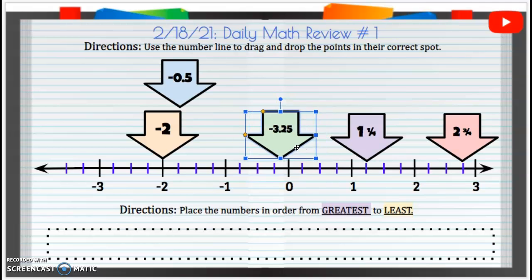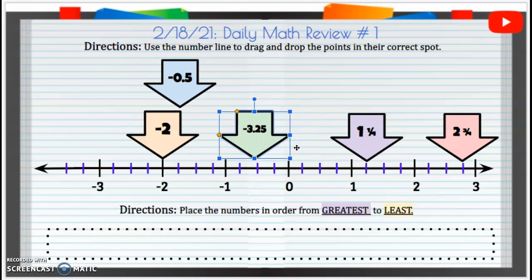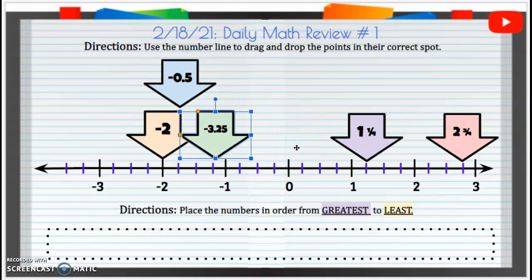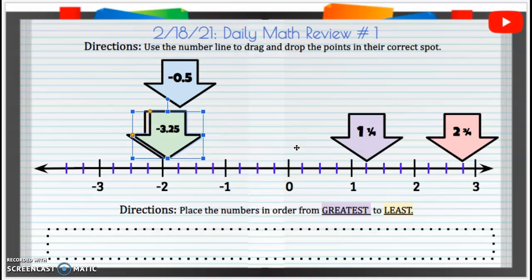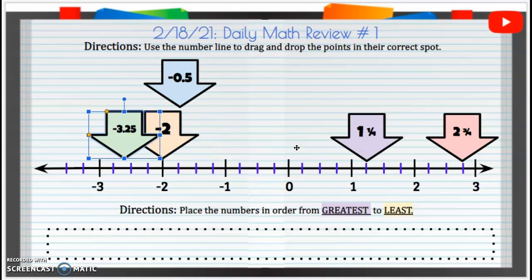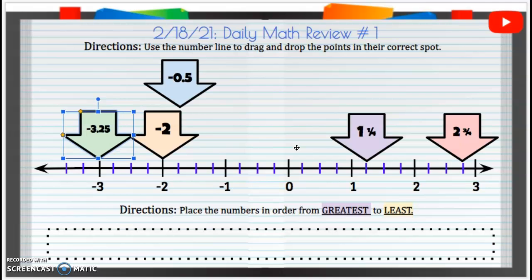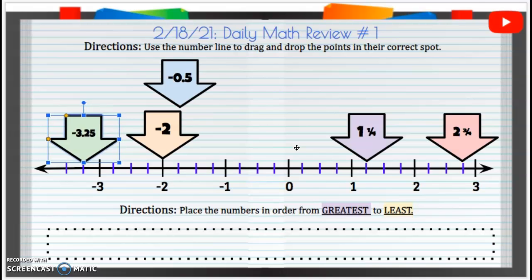0.25 is 1/4, because if you have 1/4 of a dollar, if you have 1/4, you have 25 cents. So we're going to go backwards from 0, 3, and 1 of those fourths. So we're going to go back 1 and those 1/4.